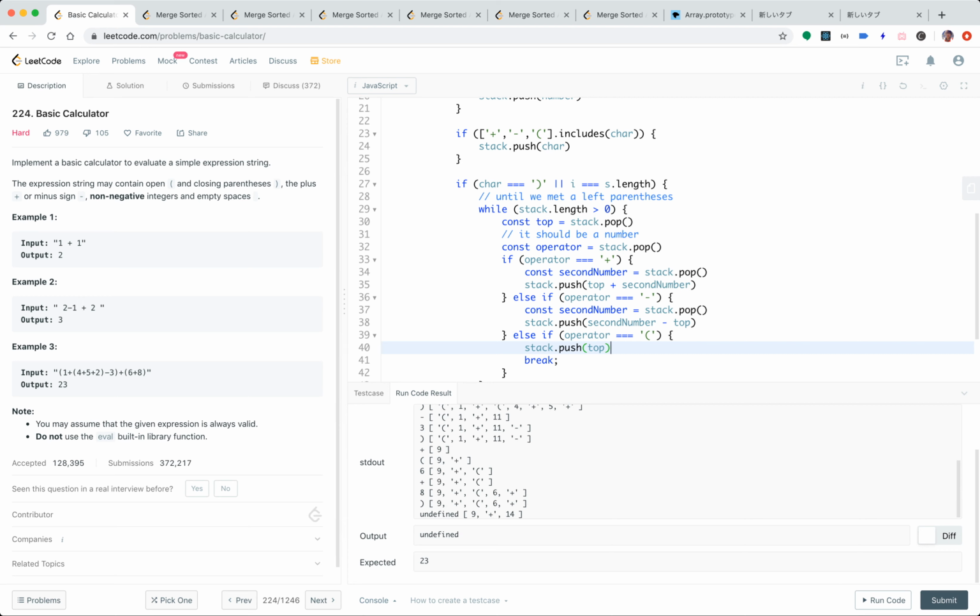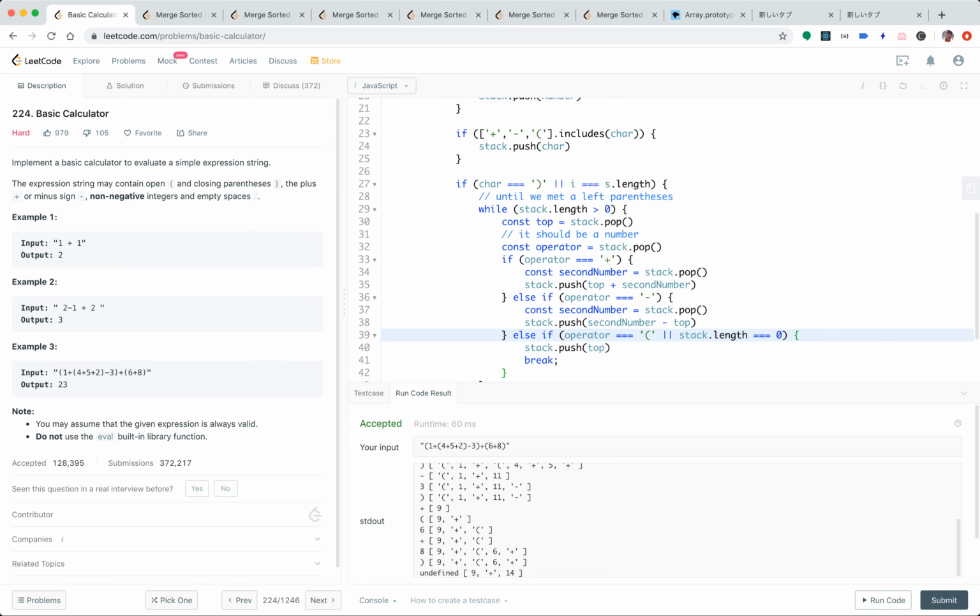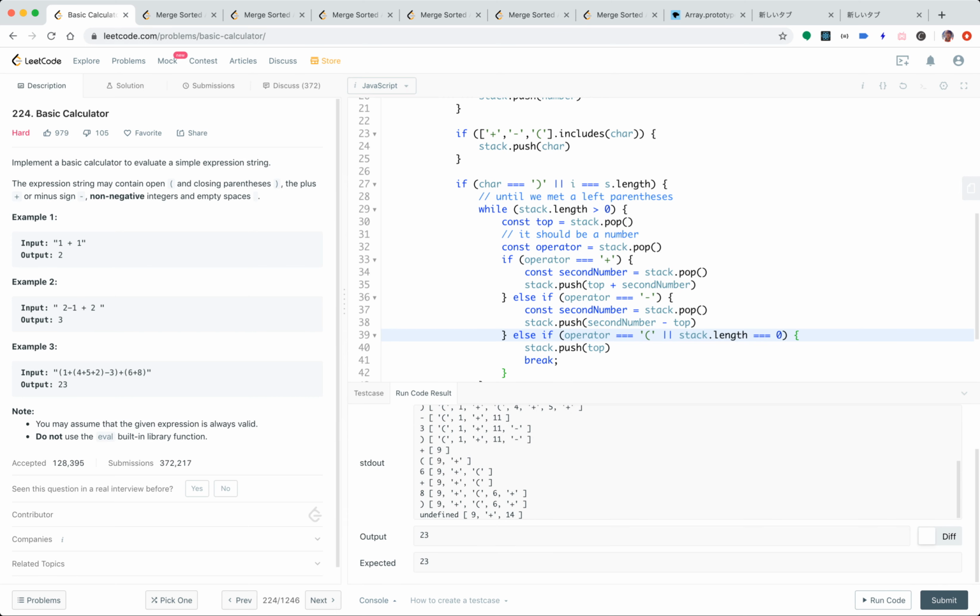Oh, why not? It's not. It should break. It should break at... or stack. Is it possible that we left the "and equals 0"? We should run this. Yeah, this should be fine.